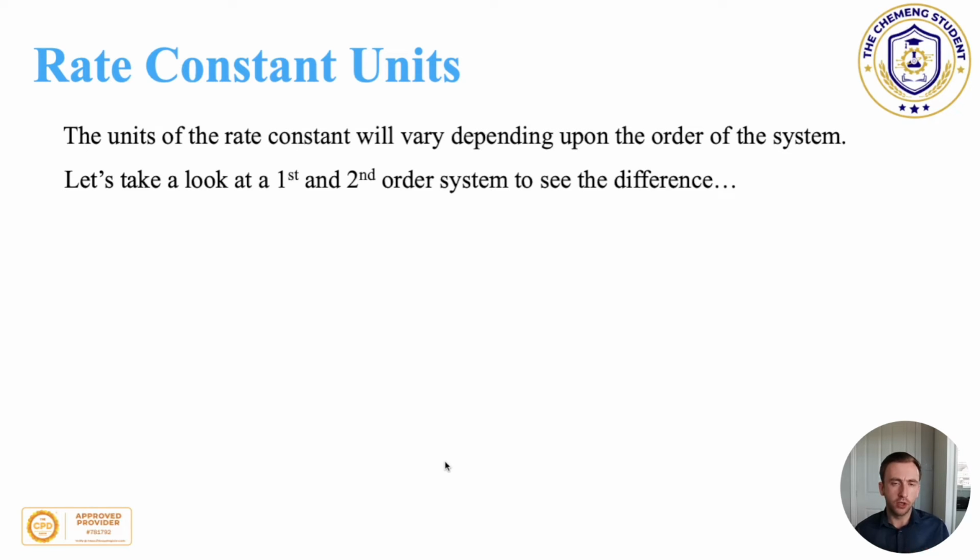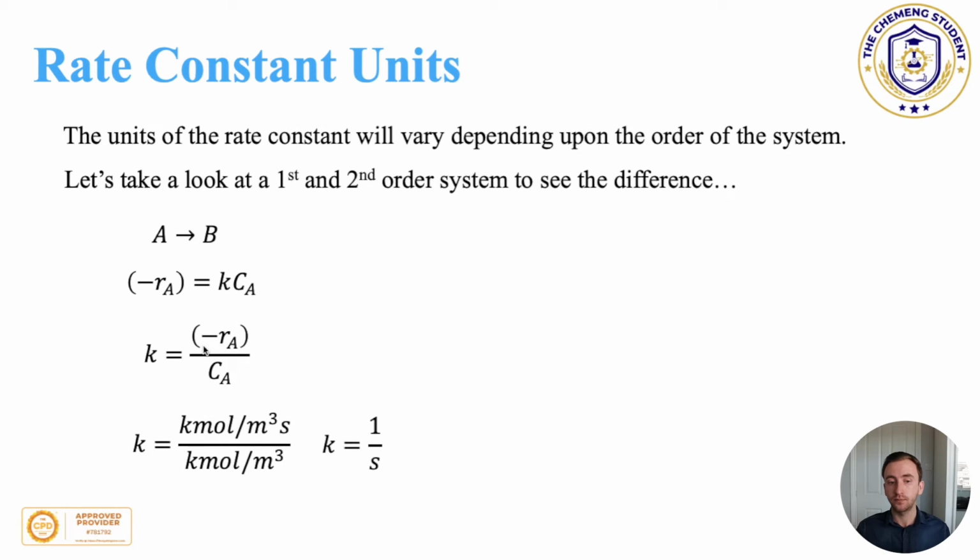Now, before we look at the example, this is the last part: the rate constant depends on the order, and the order will determine what the overall units of the system are going to be. So let's take a look at just a 1st and a 2nd order system. If we have A goes to B, then this is a 1st order system. So we have k times CA to the power 1, which just remains as CA. Therefore, if we rearrange for k, we end up with -rA over CA.